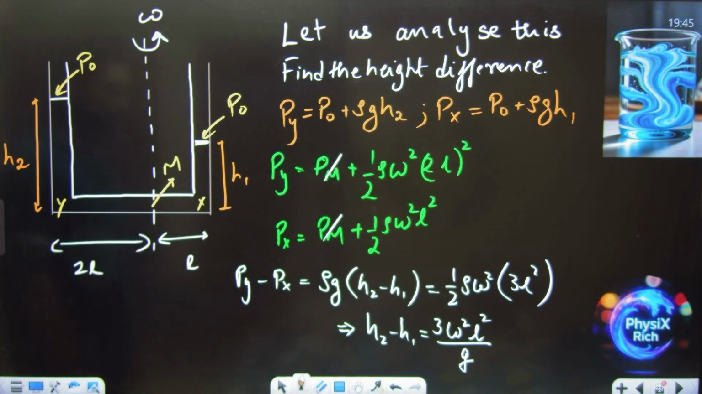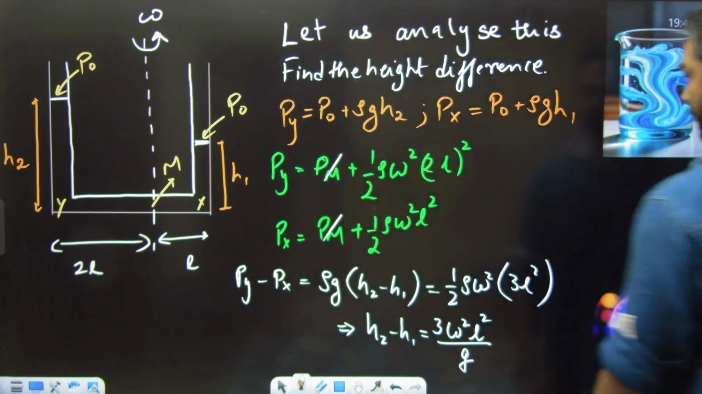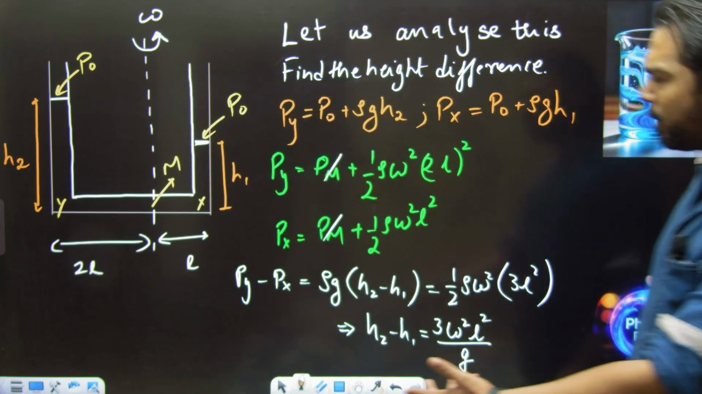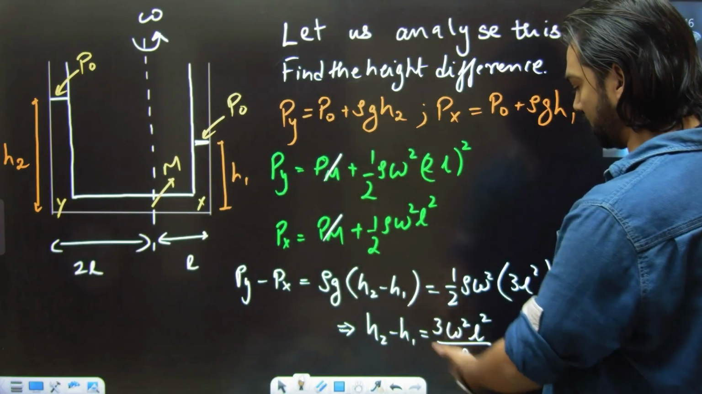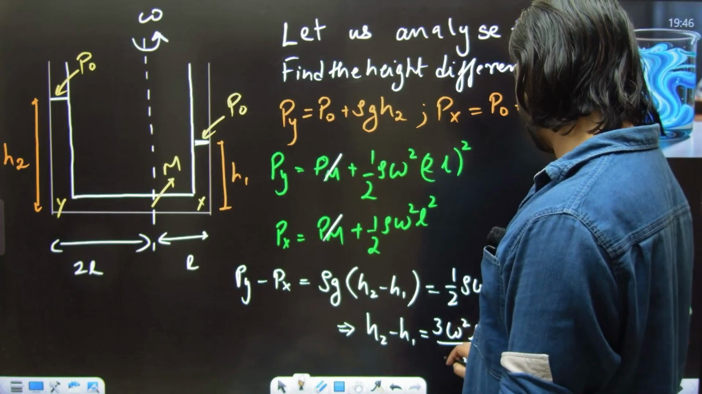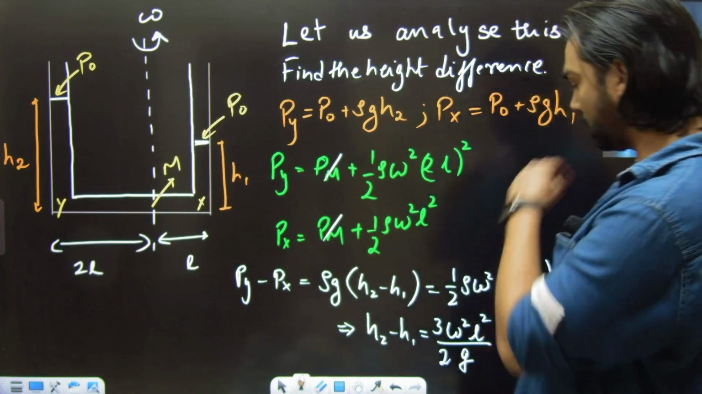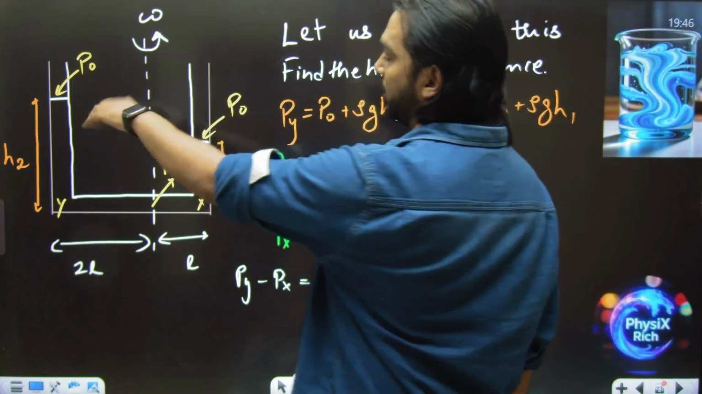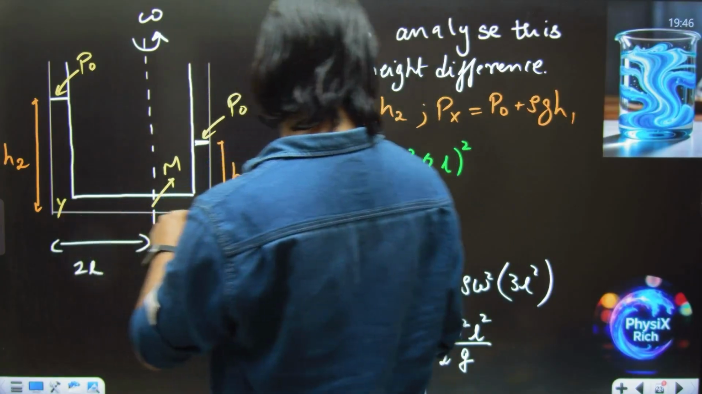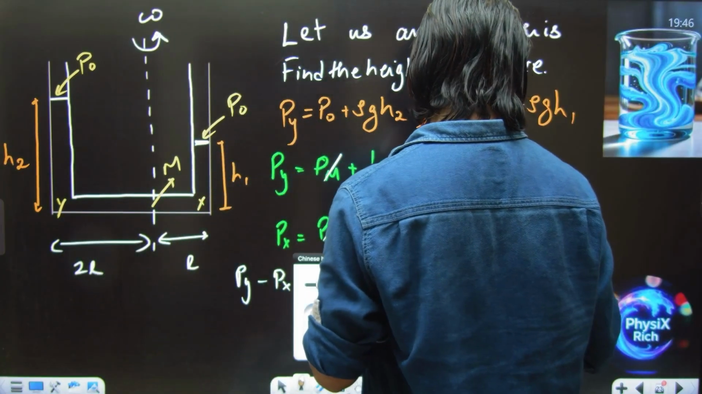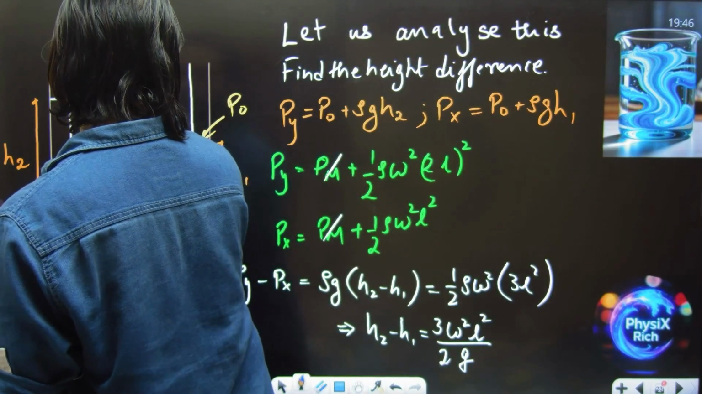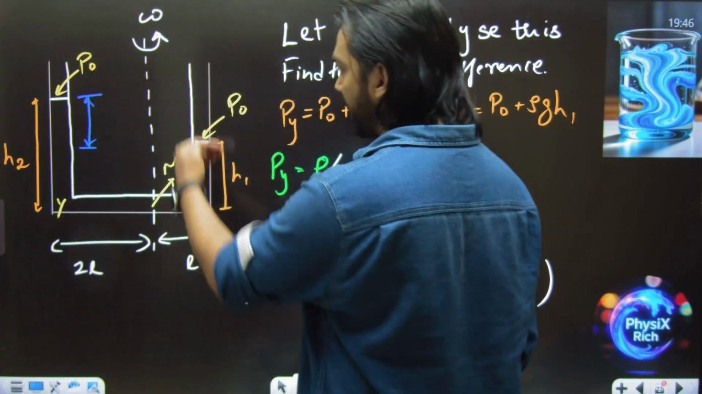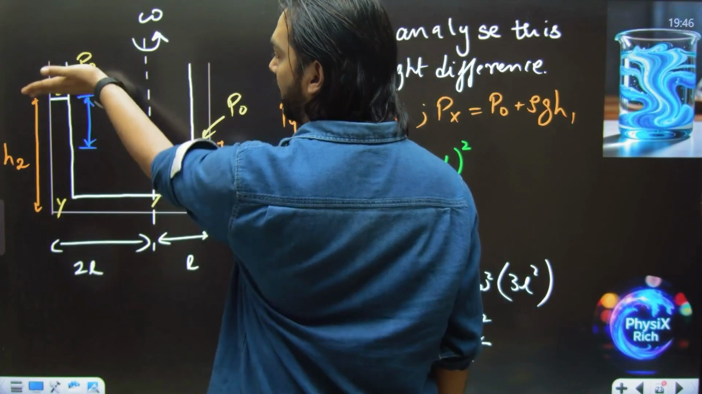Okay, fair enough. All right, let's move on to the next question. Also, one very important thing, guys, over here, you can understand that this height difference, this H2 minus H1, which is 3 by 2, I forgot a 2 over here. So this is 3 omega square L square by 2g. This height difference, okay, is over here, this is the height difference. You see, this is the height difference. This is the height difference. Okay. So if it has gone down by x, this side has moved up by x.